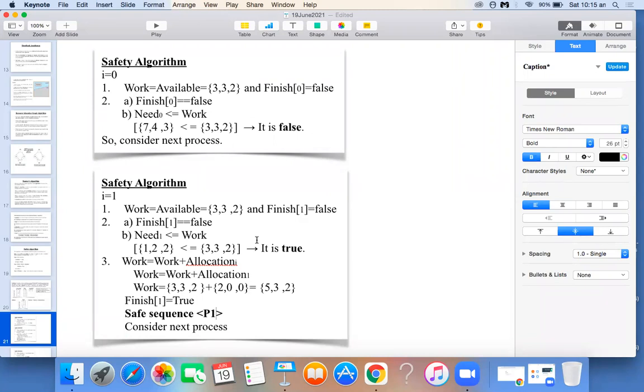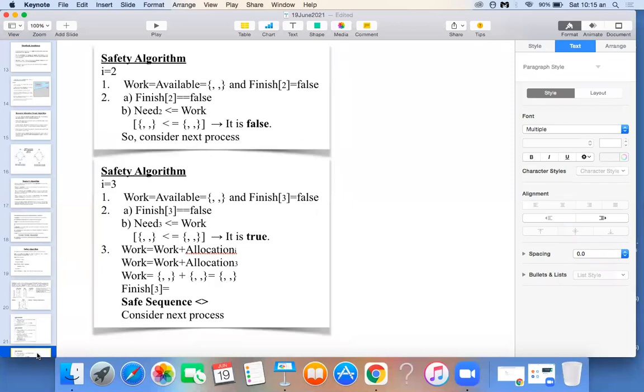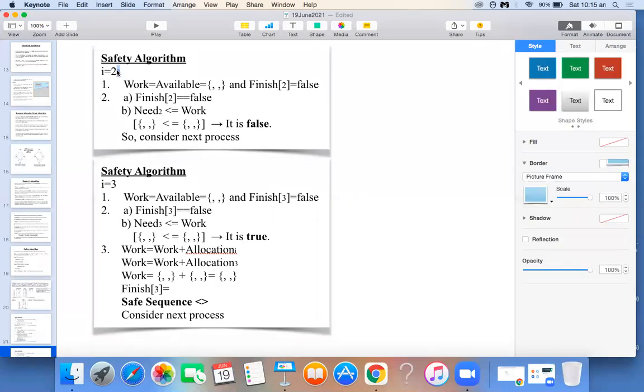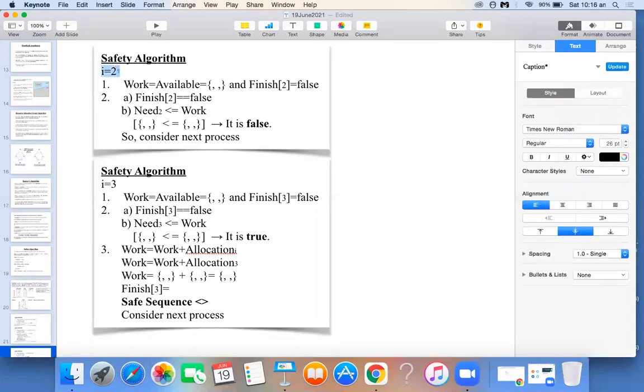So that's it. Okay, so next what we have to do? Consider the next process. Once again go back and consider the next process, that is I is equal to 2. Okay, right. So go to the next slide. You can see here I have written I is equal to 2, which means I am considering the next process. So the same process will repeat now.